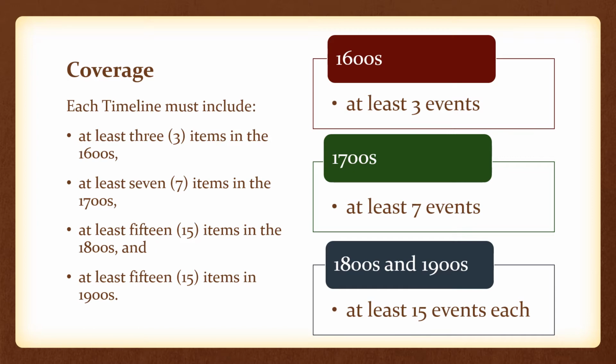Okay, so we covered the 1600s and the 1700s already in our first couple weeks of reading, so week 2 and week 3. So you might want to start looking there for 3 items that you can use from the 1600s and 7 items that you can use from the 1700s. We talked about the 1700s a bit this module too.